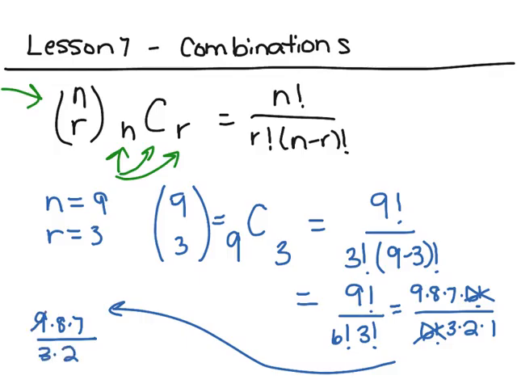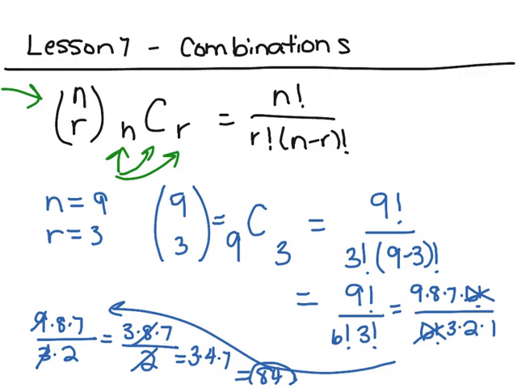If you take 9 and divide it by 3, you get 3 times 8 times 7 divided by 2. If you take 8 and divide it by 2, it turns into 4. 3 times 4 is 12, times 7 is 84 possibilities. So there are 84 teams.